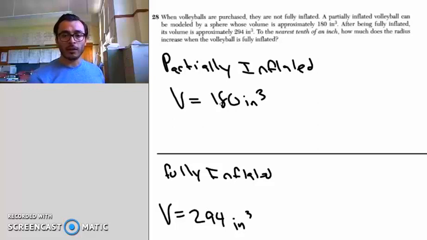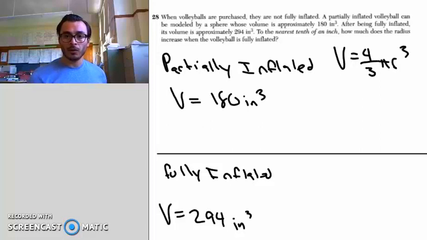So let's find the radius for each one, and then from there we'll be able to see how much the radius increased. So hopefully you'll remember, and I think it's also given in the back of the Regents, that the volume of a sphere is 4/3 pi r cubed. So to solve for the radius, we're going to plug in for the volume. We get 180 equals 4/3 pi r cubed. So we need to solve for that radius.